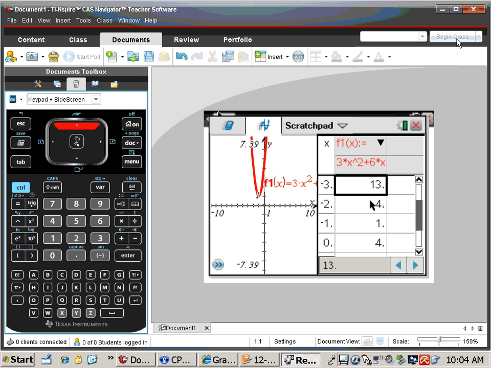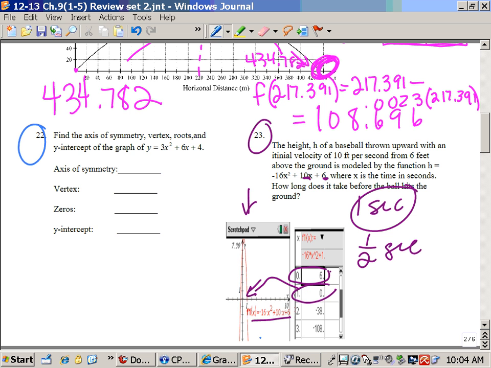Okay, I've plugged my problem into my calculator, and I'm looking for the vertex. Look at these right here. Can you see how it goes? 13, 4, 1, 4. What do you think the next number is? 13. Well, the vertex is right here, negative 1, 1. Okay, so let's go back here, and my vertex is negative 1, 1.